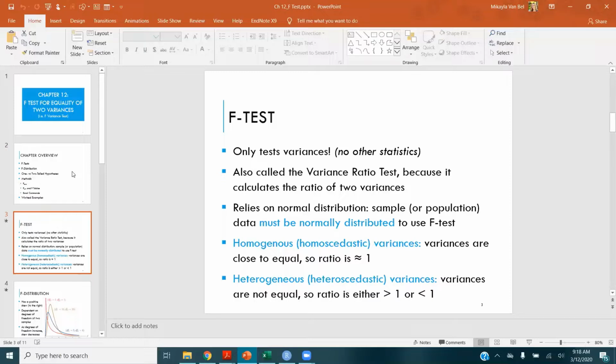For the F-test, we may have homogeneous or homoscedastic variances, and this means that the two variances being compared are close to equal, so that final ratio will be close to 1. On the other hand, the variances may not be close to 1, and therefore they are heterogeneous or heteroscedastic variances. This would mean their F-test ratio would be greater than 1 or less than 1.